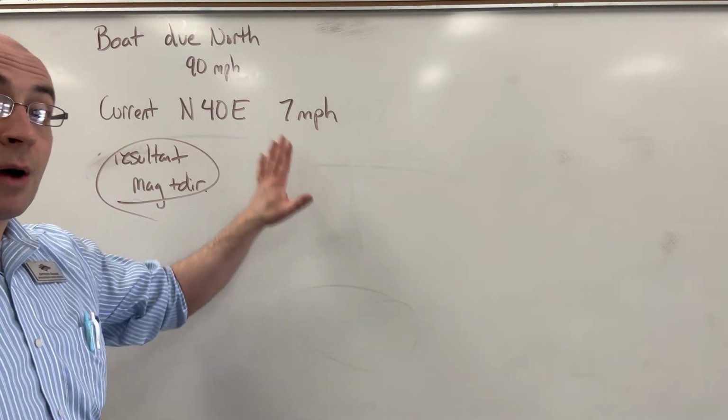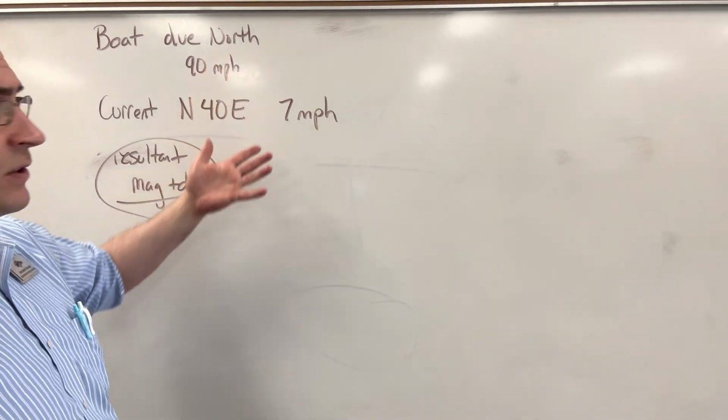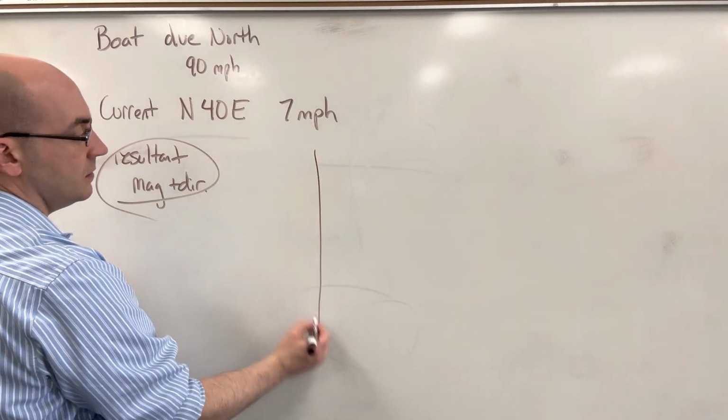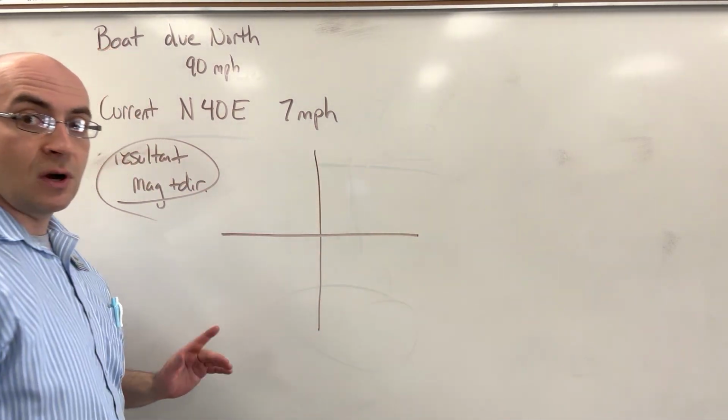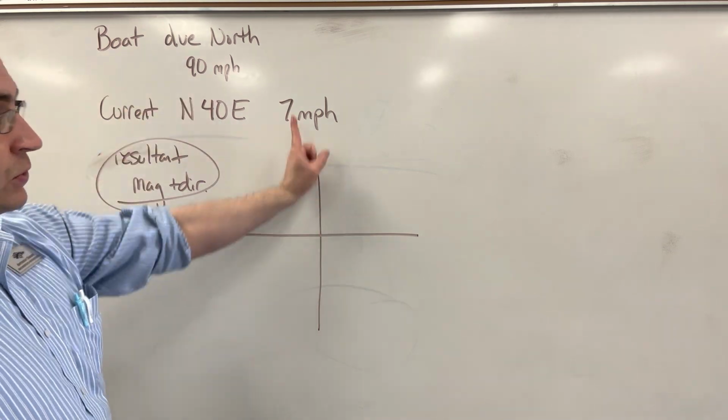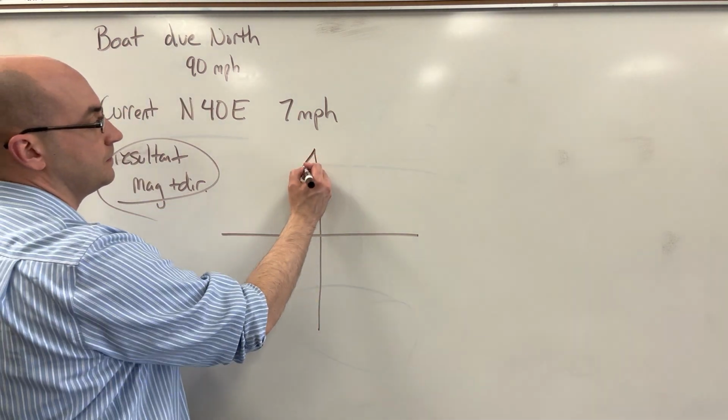Okay, so we need this. So we've got to draw both of these vectors out. And there's two of them because there's two different pieces of information. So on the same coordinate plane, we're going to draw both vectors. The boat's going due north, meaning straight up north.